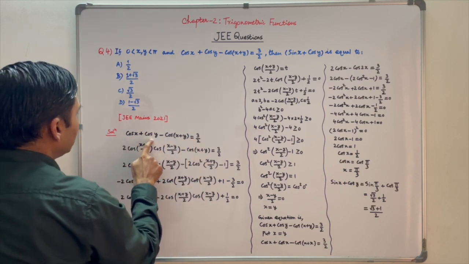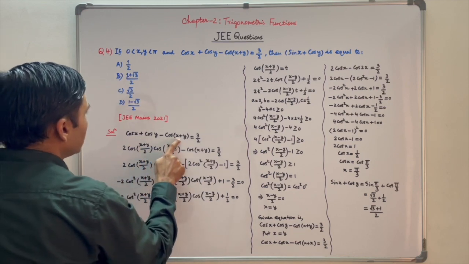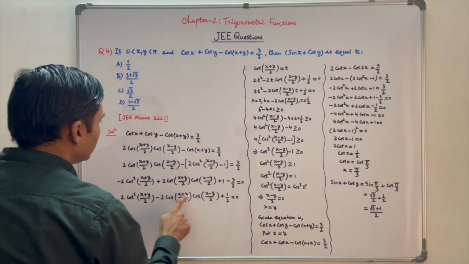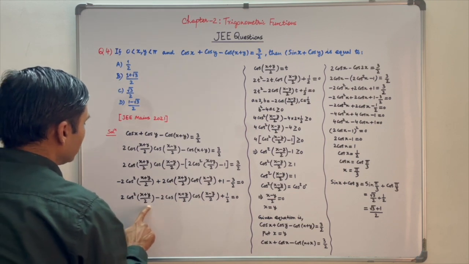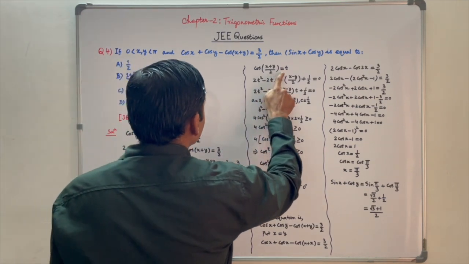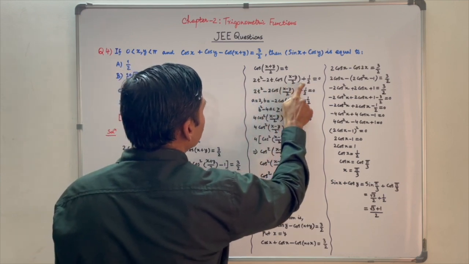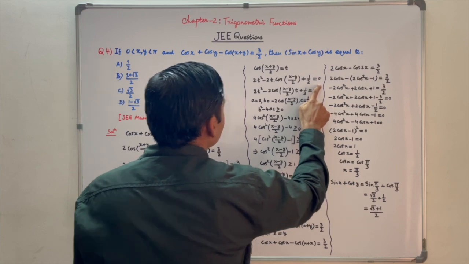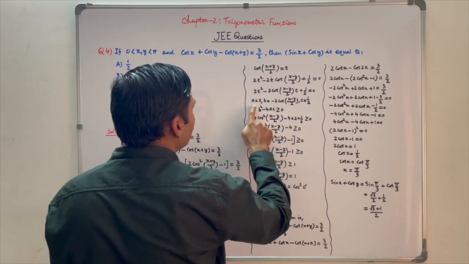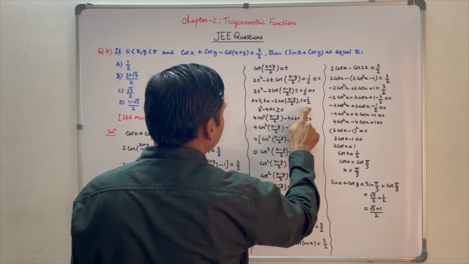Cos x + cos y can be written as 2 cos((x + y)/2) cos((x - y)/2), and cos(x + y) can be written as 2 cos²((x + y)/2) - 1. So it becomes a quadratic equation in cos((x + y)/2). Now put cos((x + y)/2) = t. So the equation becomes 2t² - 2t cos((x - y)/2) + 1/2 = 0. Now compare it with ax² + bx + c = 0. So a = 2, b = -2 cos((x - y)/2), and c = 1/2.